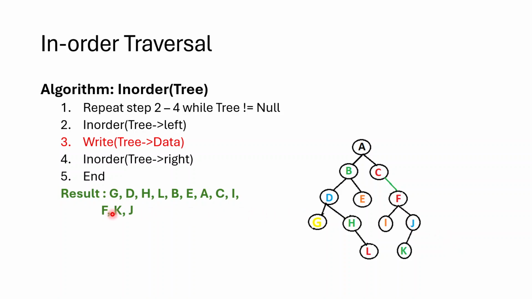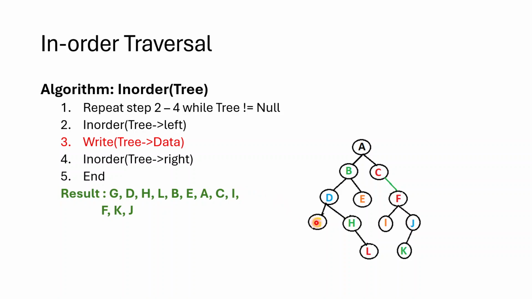So this is called an in-order traversal. So this in-order traversal means what? At first left, root, right. Visit the left. So for A, B is the left. For B, D is the left. For D, G is the left. It's a recursive function, calling the same function again and again, until null comes.